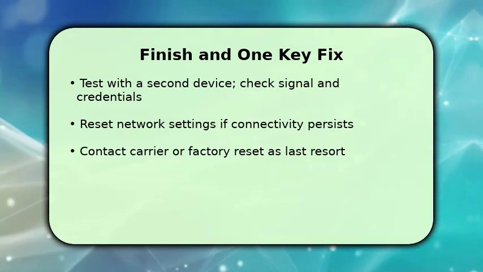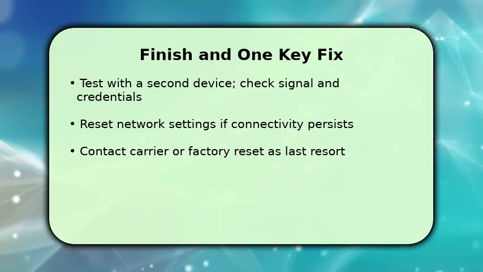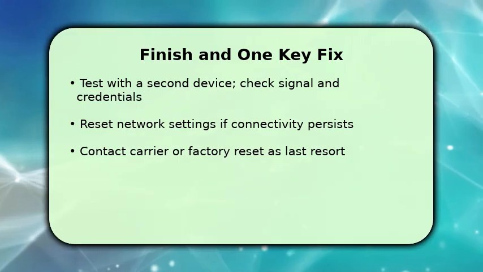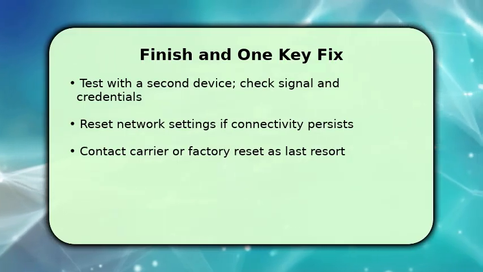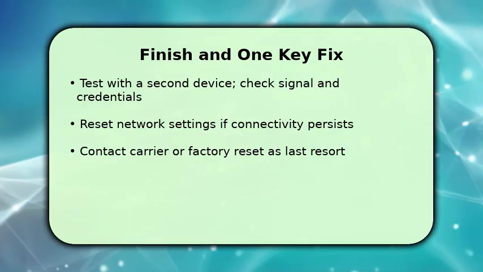If the hotspot still won't provide internet, reset network settings to clear corrupted configs. This preserves user data while restoring radios and APN entries. If problems persist, contact your carrier to confirm tethering is provisioned and there are no outages.